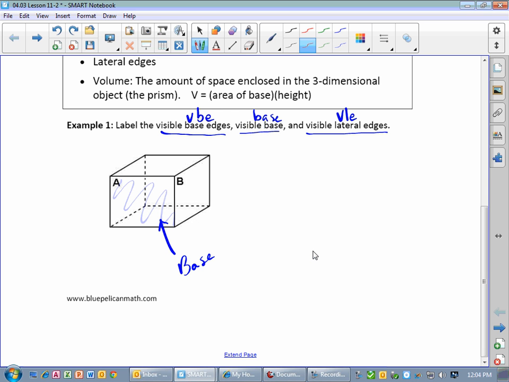Well, visible base edges. Well, on the front, which is the base, we can see all four edges. So all four of these are visible base edges. So we'll call it visible base edge, visible base edge, visible base edge, and visible base edge.